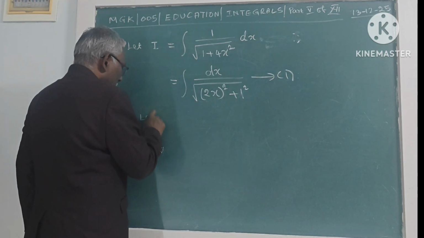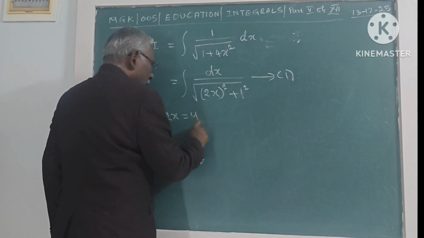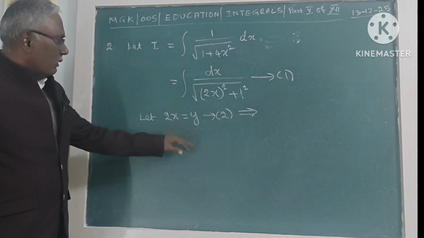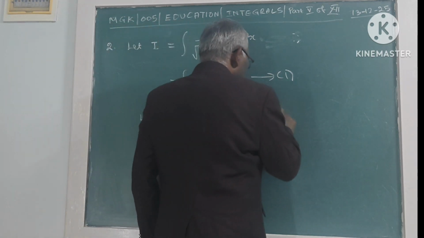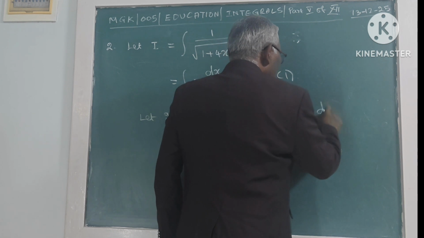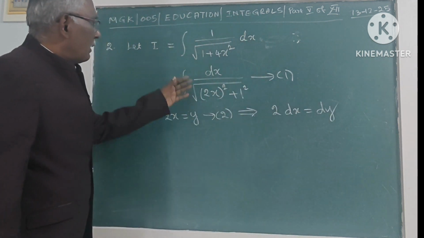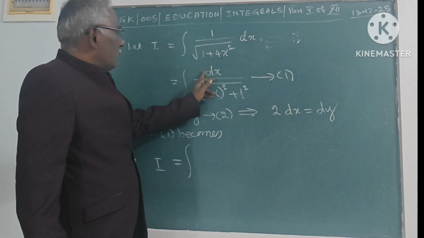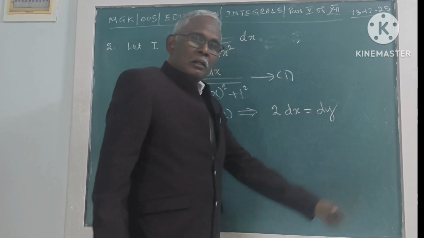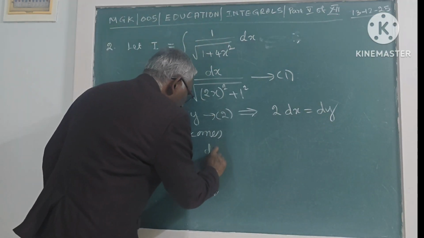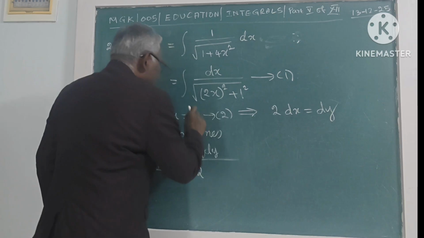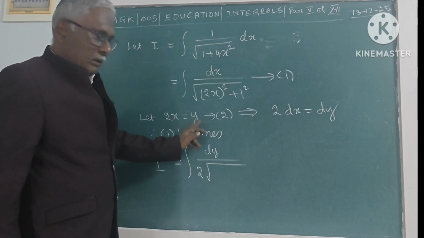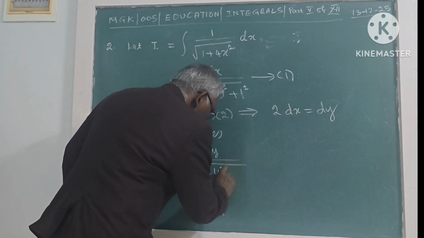So let 2x be equal to y. If we differentiate, what comes? 2 dx is equal to dy. Therefore I becomes equal to integral dx. What is dx? Dy by 2. So it will be dy by 2 square root of, since we have taken 2x as y, it will be y square plus 1.